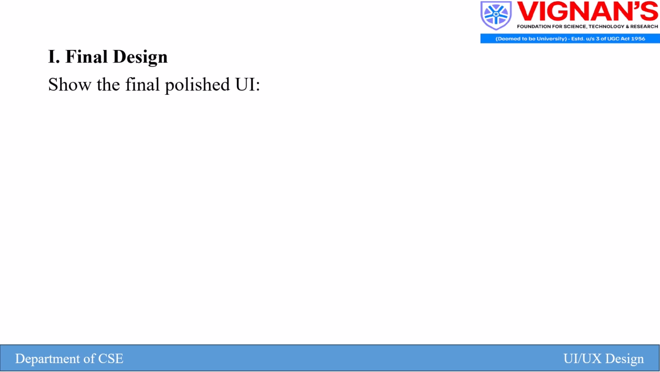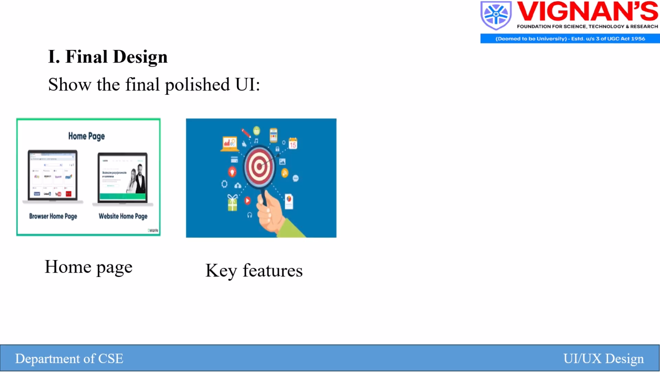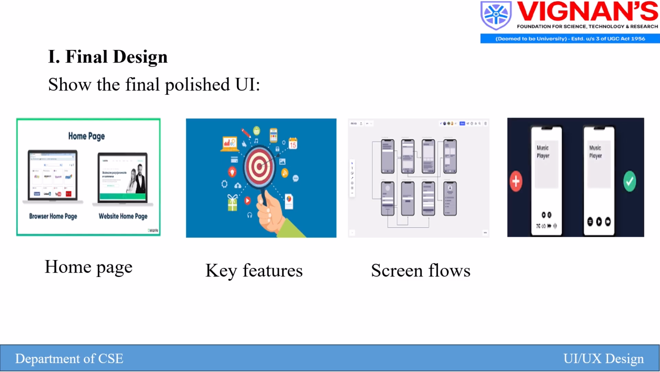This is the final design stage. The home page shows the main interface. Key features highlight the important functionalities. Screen flows explain how users move through the design. Improvements show changes made from the initial design.